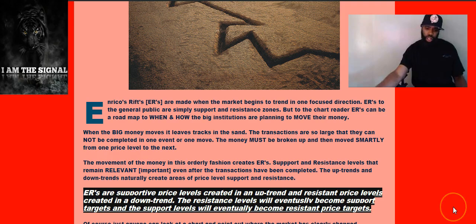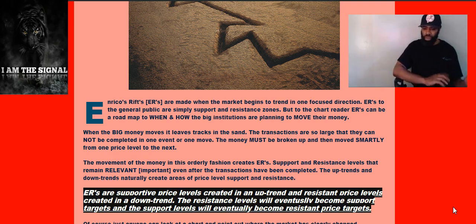All right? So those trends, it's easy to see these. The general public calls what I call Enrico's riffs support and resistance zones, because that's how we categorize it. But one thing that is important in learning Forex or trading is that a lot of times the nomenclature, the names, mean so many different things to so many different people. So that's why I named it what I named it, so it would be specific to what our goal is with it.